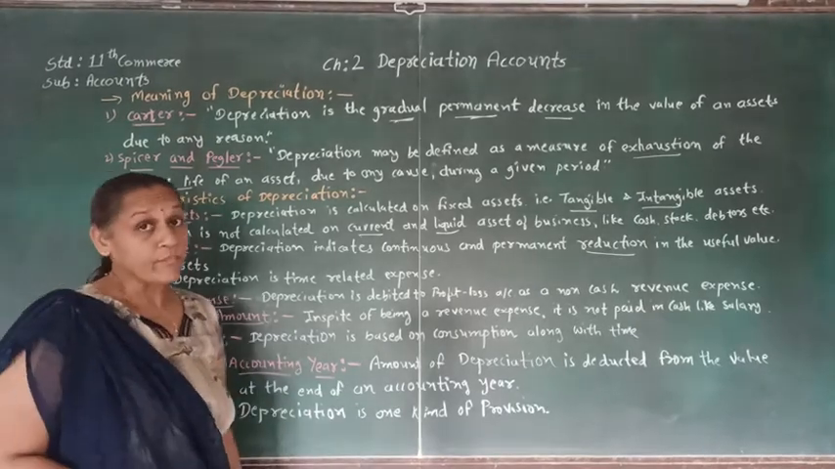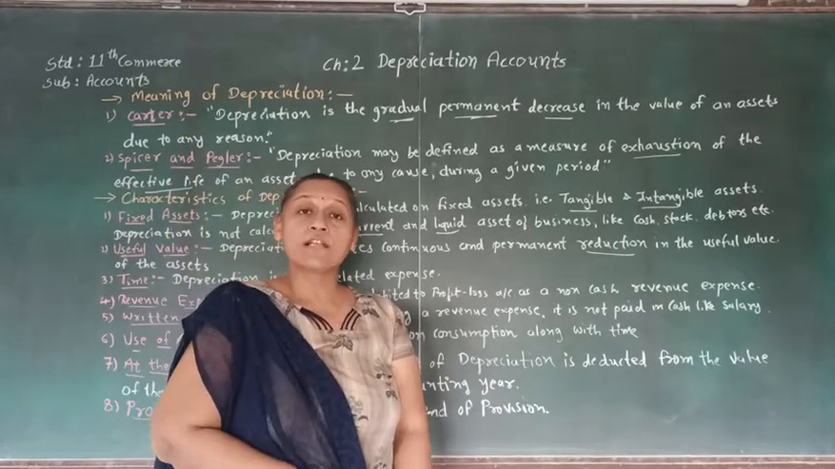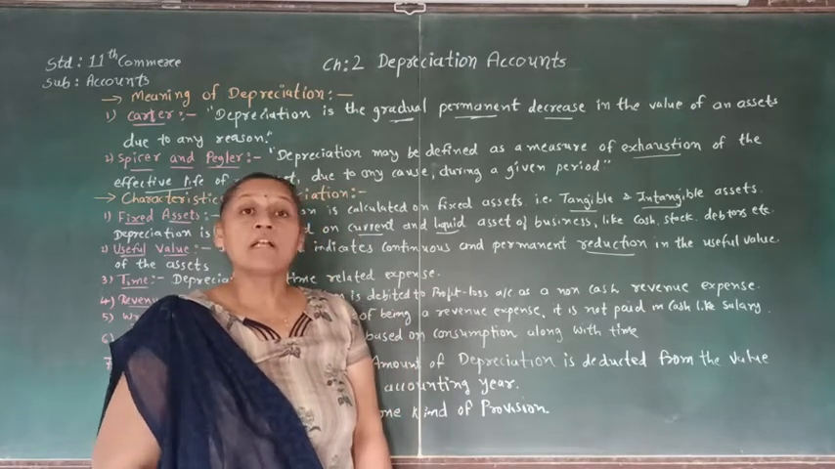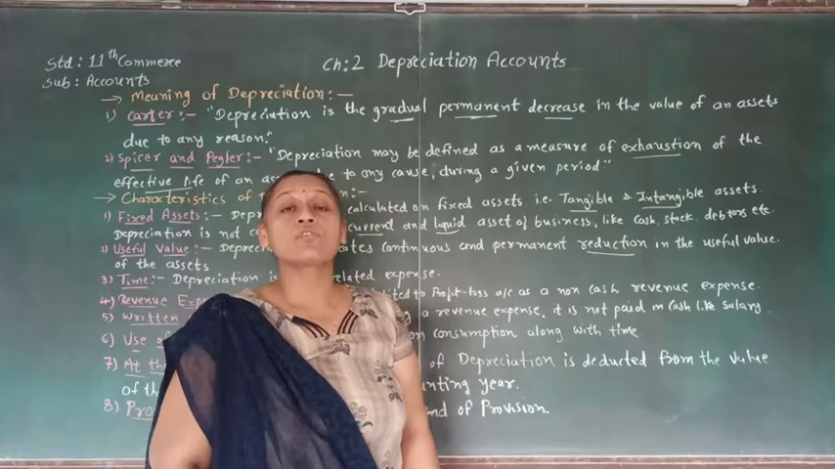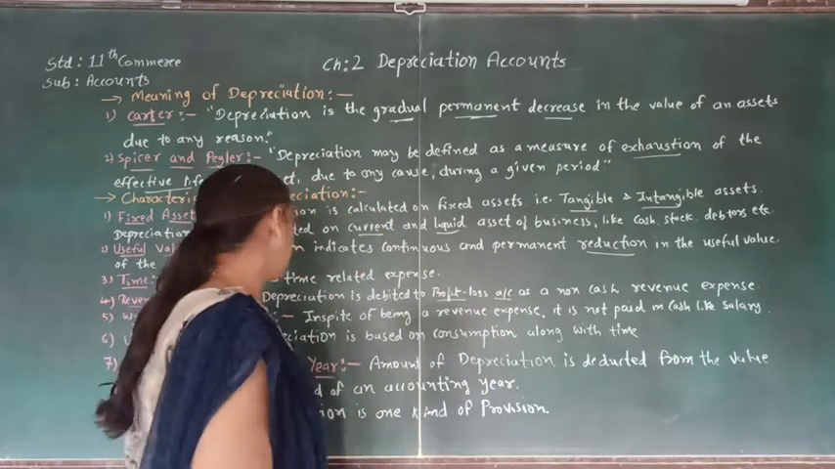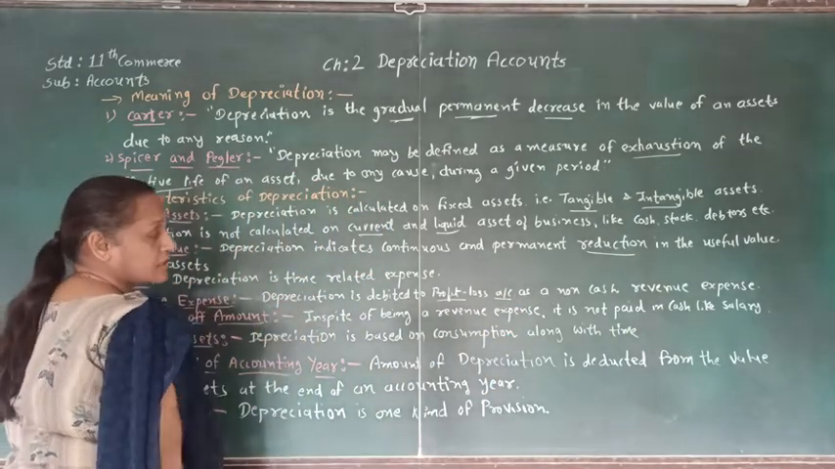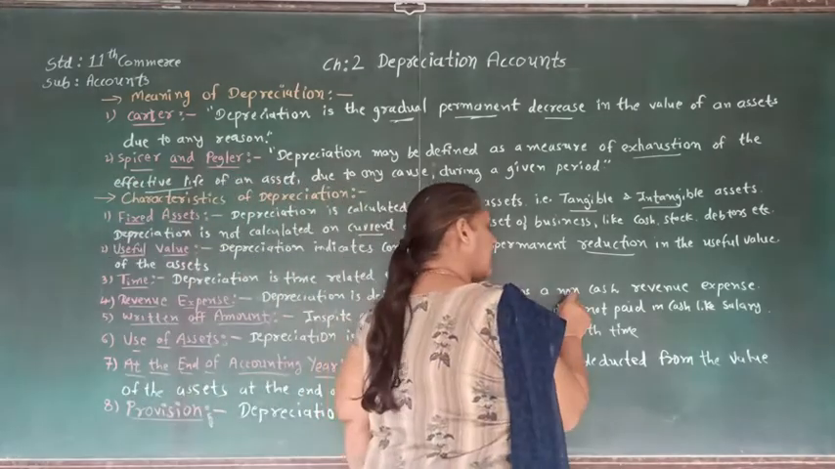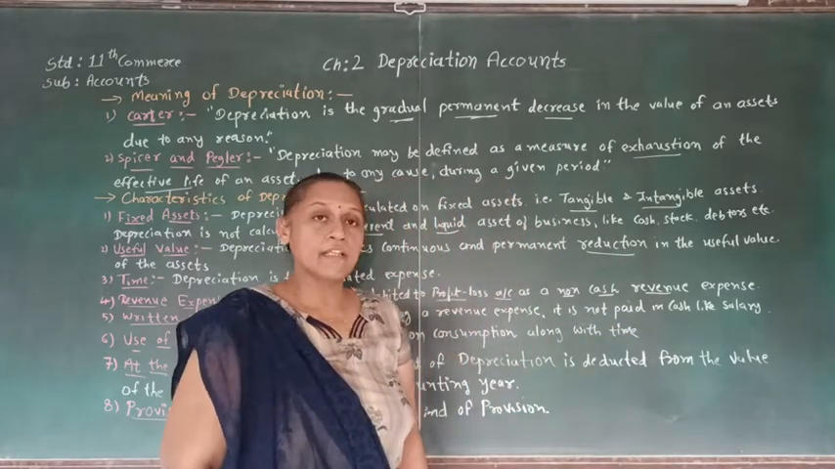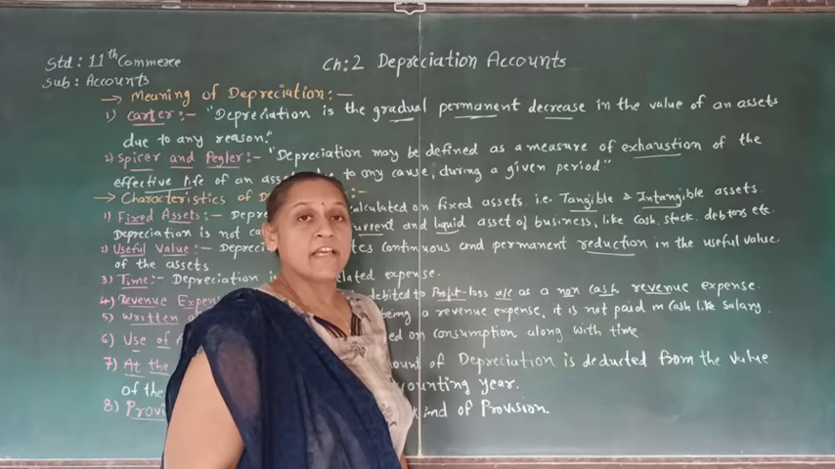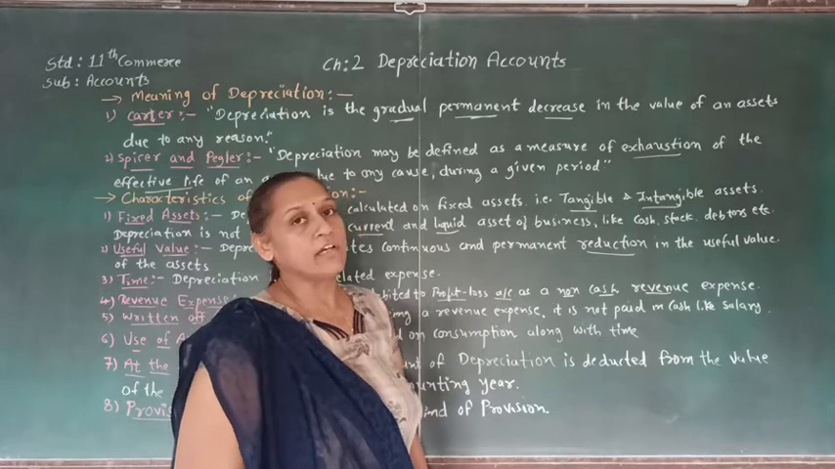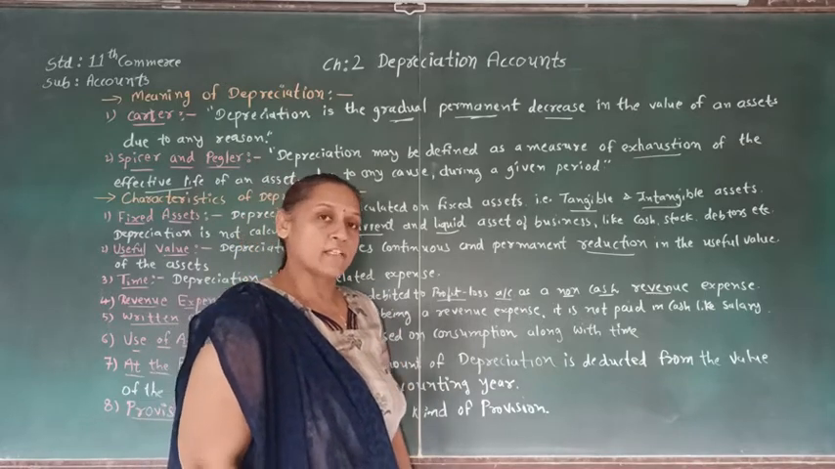Next is revenue expense. Depreciation is a revenue expense. It is non-cash, meaning we are not paying this expense in cash. We have to debit it to the profit and loss account every year. That's why depreciation is debited to the profit and loss account as a non-cash revenue expenditure. We are not paying that expense in cash, and it is a revenue expenditure as we have to calculate it each and every year.